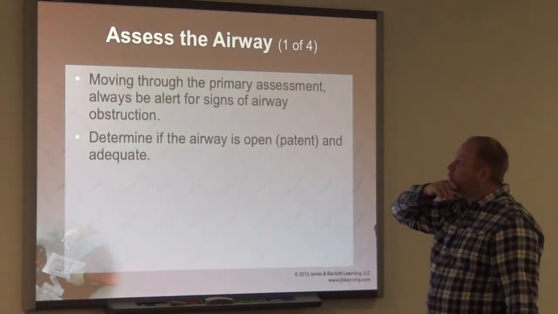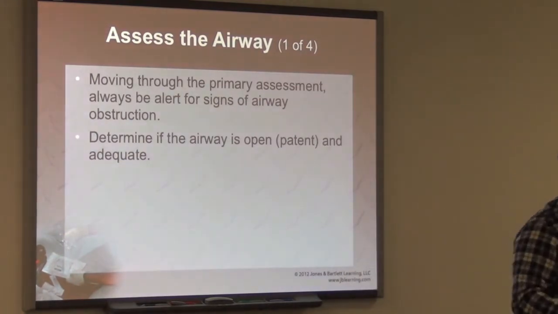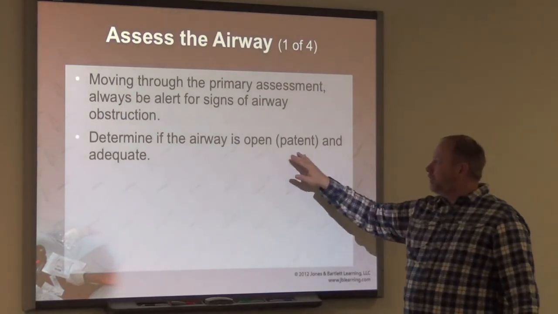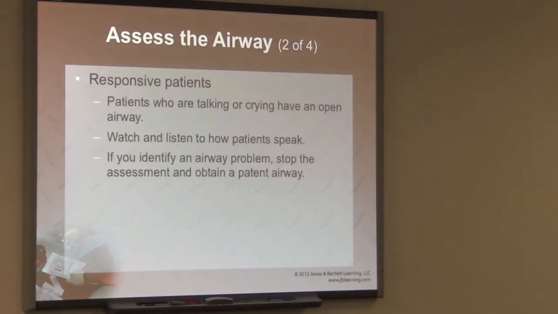We're going to open the airway. We want to look for signs of airway obstruction. If the airway is obstructed, we're going to clear it. And we're going to open the airway and make sure it's patent and adequate so that the patient can get plenty of air in and out. If it's a responsive patient that's talking to you, don't walk up to them and grab their jaw and open it if they're able to talk to you. That's why you check level of consciousness first.